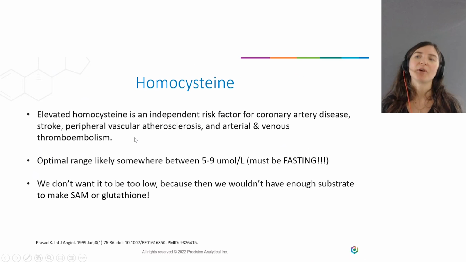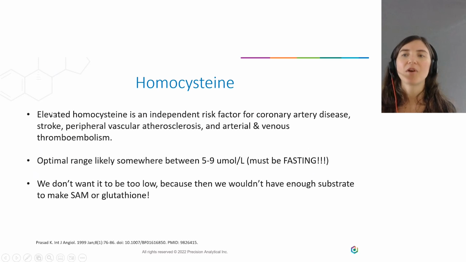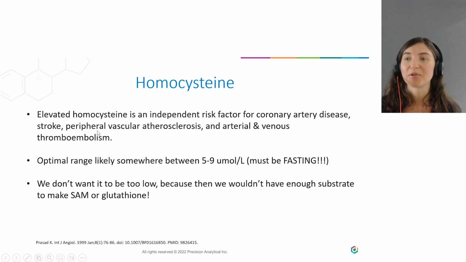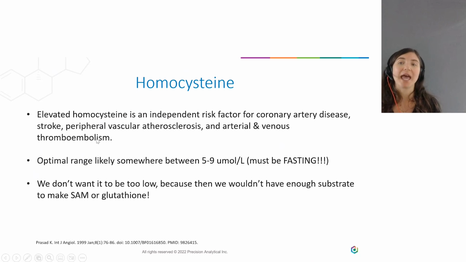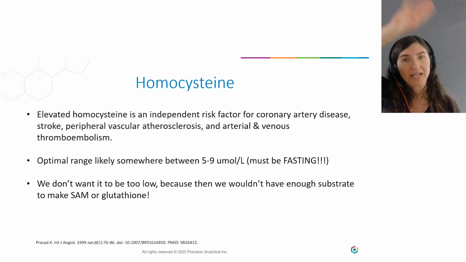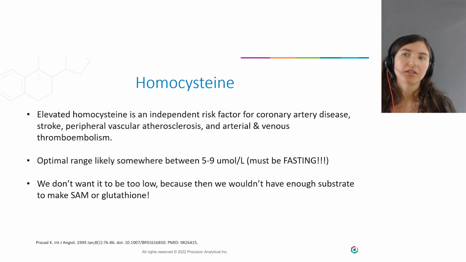So one note about homocysteine, I think I said this before, but elevated homocysteine is an independent risk factor for coronary artery disease, stroke, peripheral vascular atherosclerosis, and arterial and venous thromboembolism. When homocysteine goes up, it causes endothelial damage. It damages the vascular tissue. So we don't want homocysteine to elevate. If it's elevated, we're probably going to support the B vitamins. We're probably going to support choline, right?